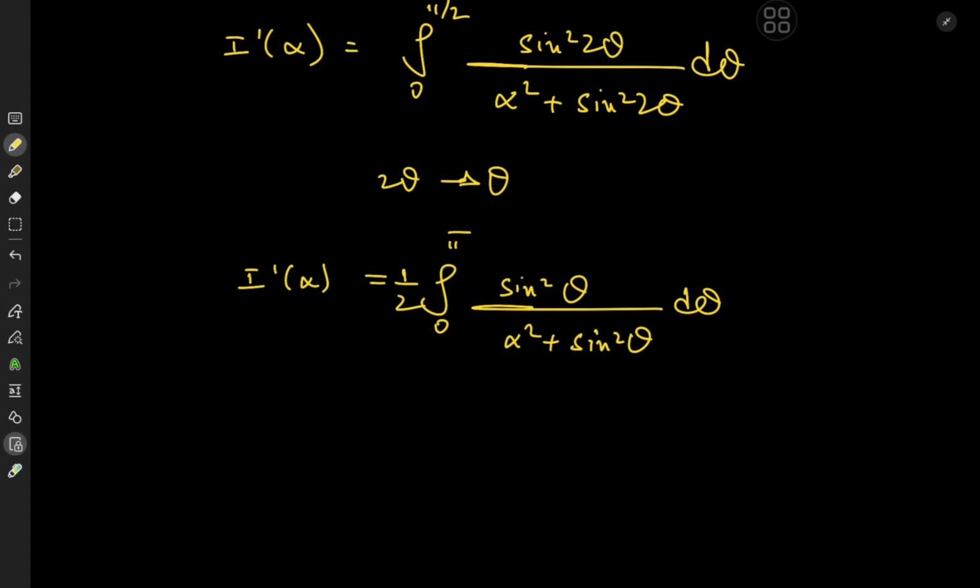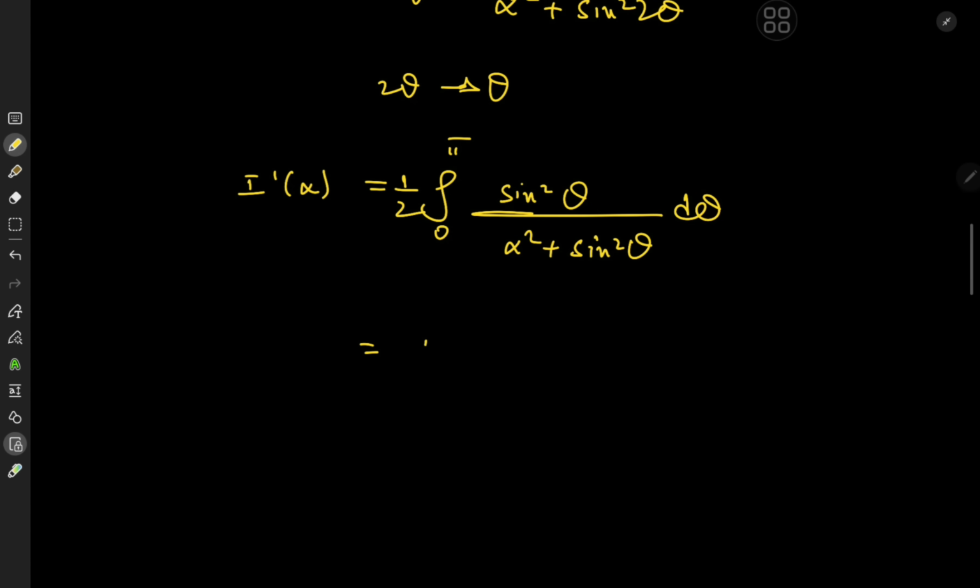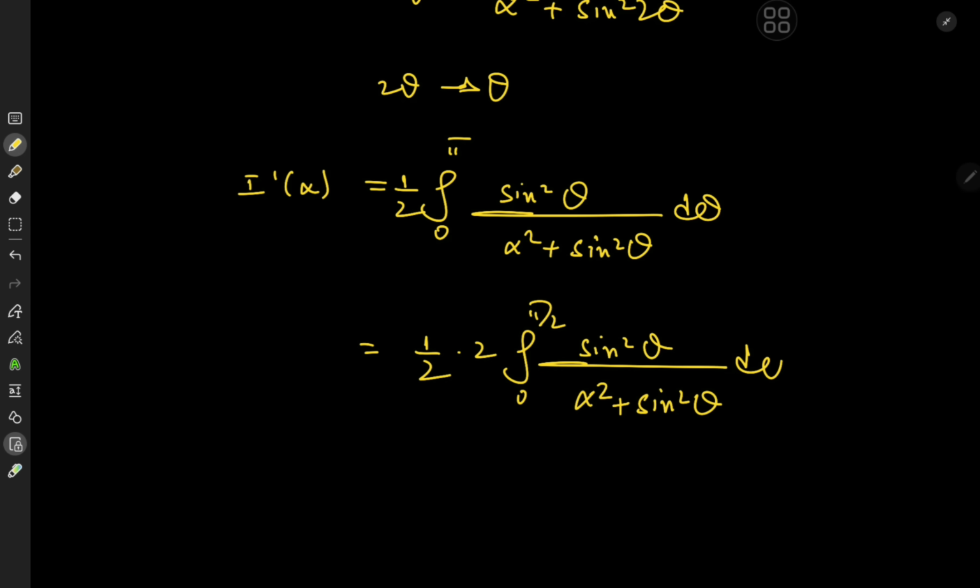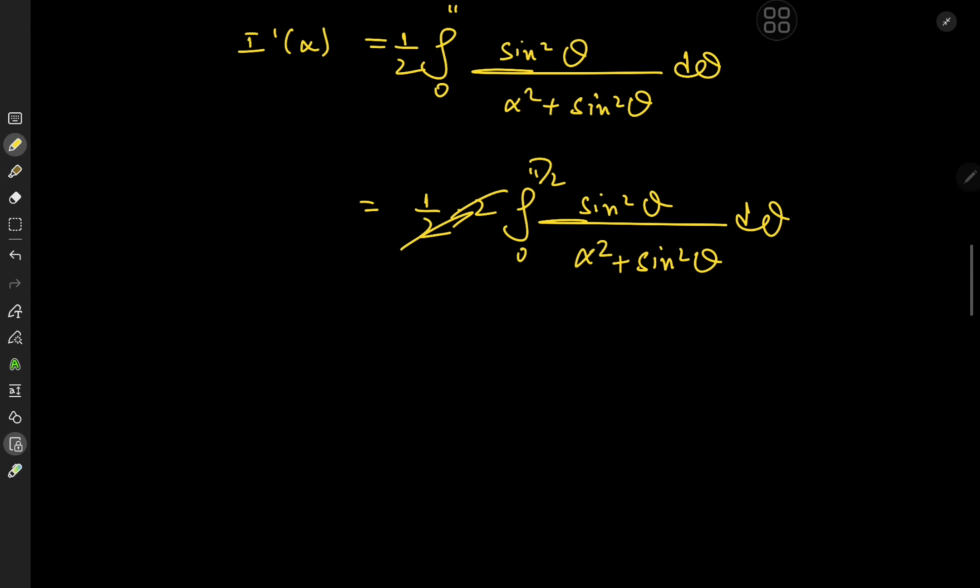And something cool about it is that we have sine functions. Now, we know about sine functions that they are symmetric about the line x equals pi over 2. So instead of integrating from 0 to pi, we could just integrate from 0 to pi over 2 and double the result. So we have 1/2 times twice the integral from 0 to pi over 2 of sine squared theta over alpha squared plus sine squared theta d theta, some lovely cancellation once again.